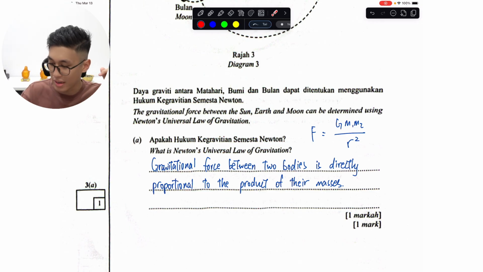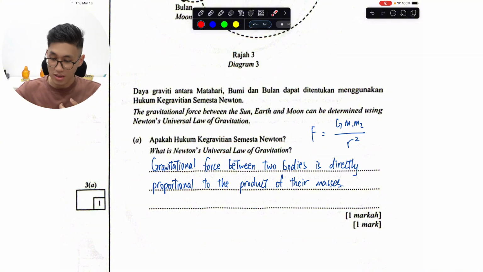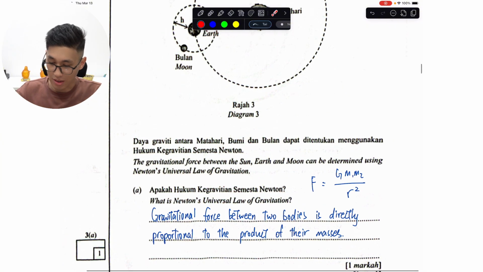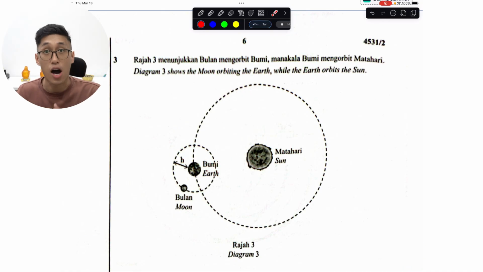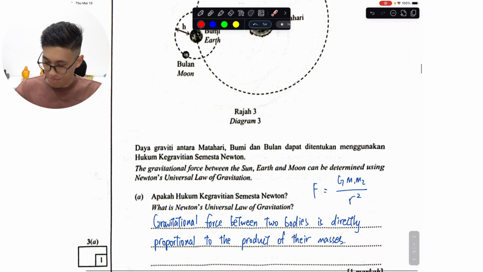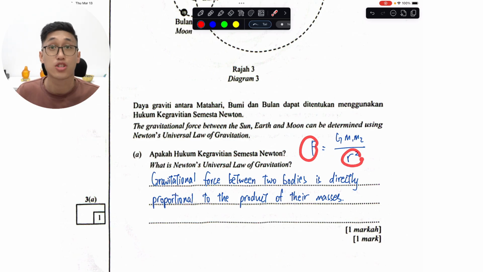Now, the second part is R squared. This R is the distance between the two bodies. Now, not just the distance between the two bodies, actually. The distance between their center. From the center of one thing to the center of another thing. So let's say from the center of the sun to the center of the earth. That is R. Okay? Now, what's the relationship between the force and this R squared?